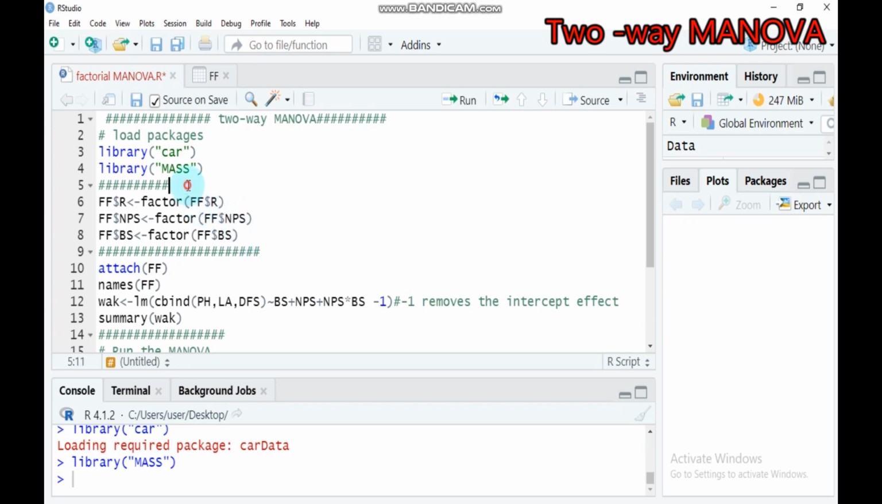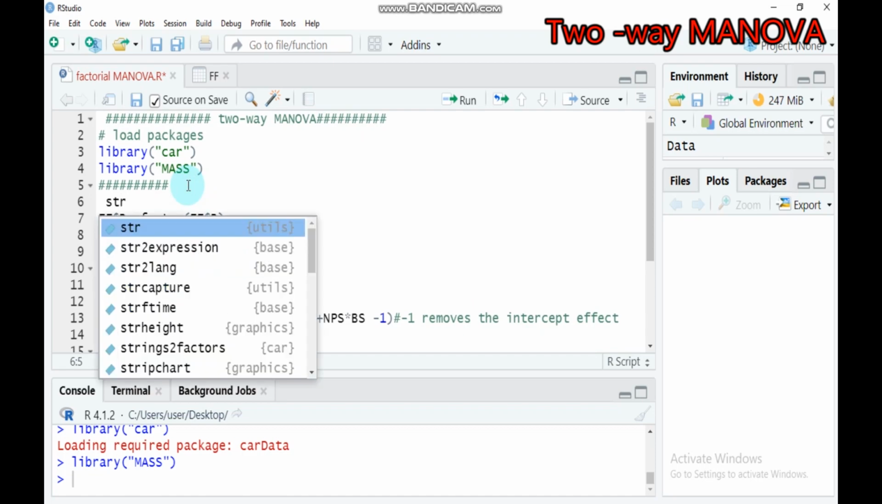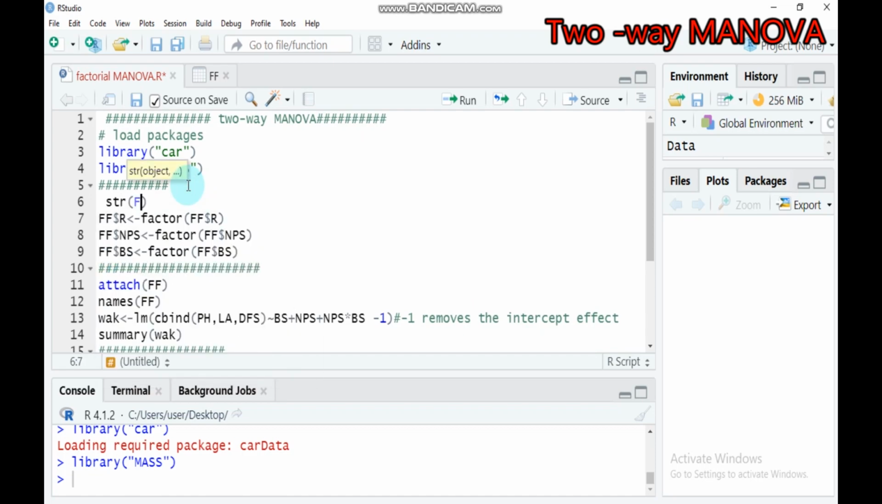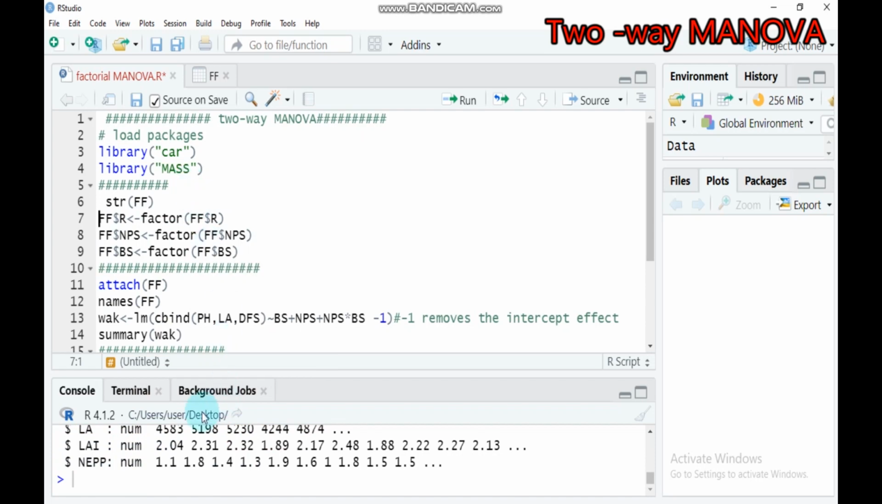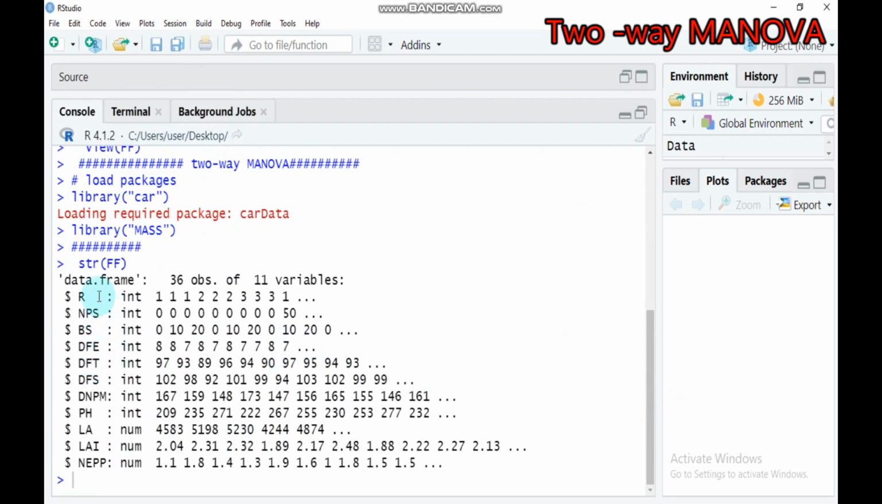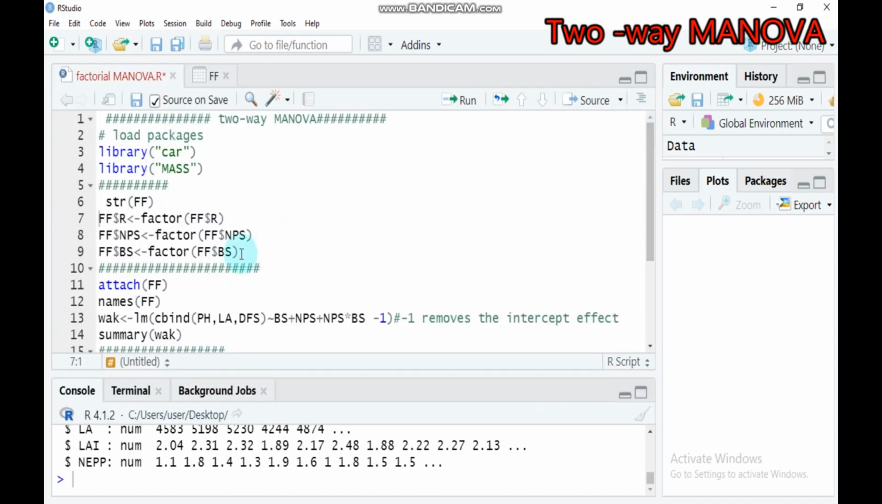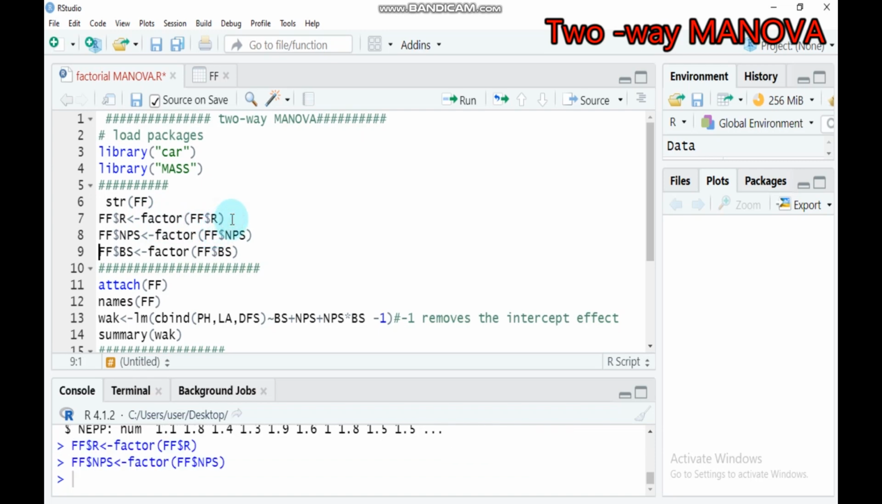So by checking the structure, type str, and our data name is ff. So we will change the replication, the NPS rate, that means nitrogen, phosphorus, and sulfur blended fertilizer, and the BS, which stands for the Brary sledge. They are integers, so we must convert them into factors using factor, or alternatively we can use as.factor. So change this into factor.